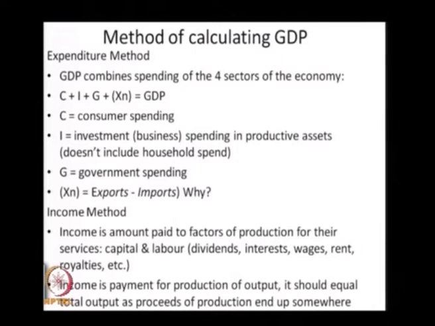Now since income is just payment for the production of output, it does make sense to assume that the total income should ultimately equal the total output, because the proceeds of production ultimately have to end up somewhere, either in my pocket or in somebody else's pocket. But it is very safe to assume that the total income should be equal to the total output.